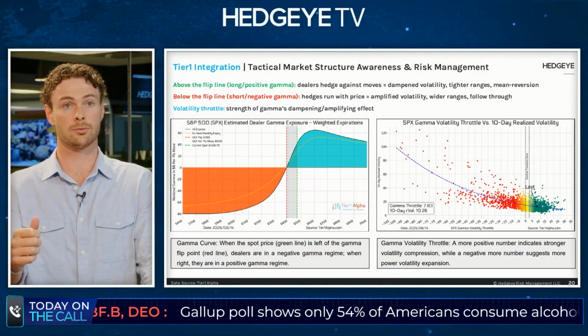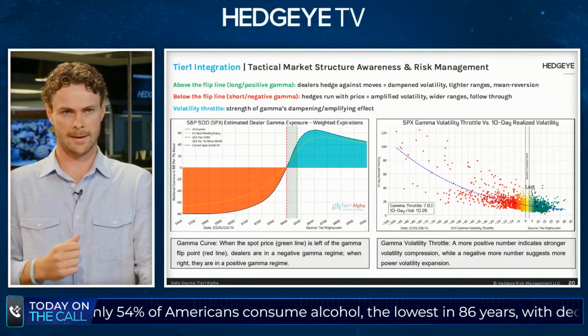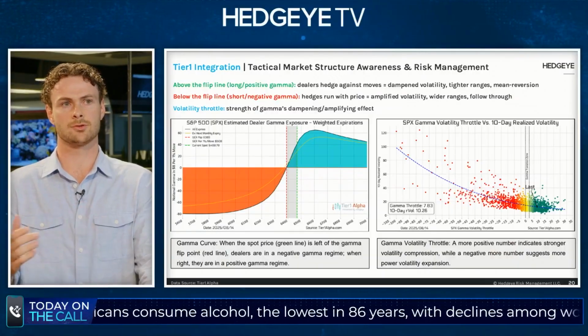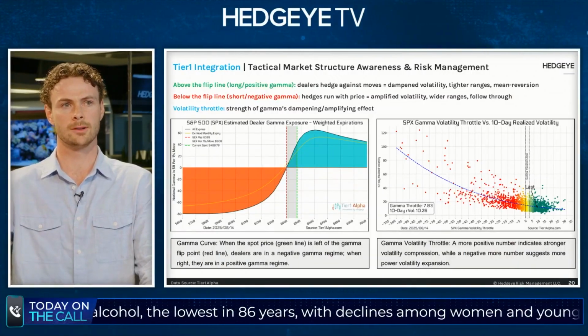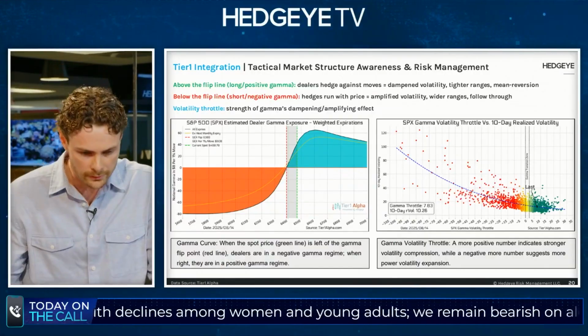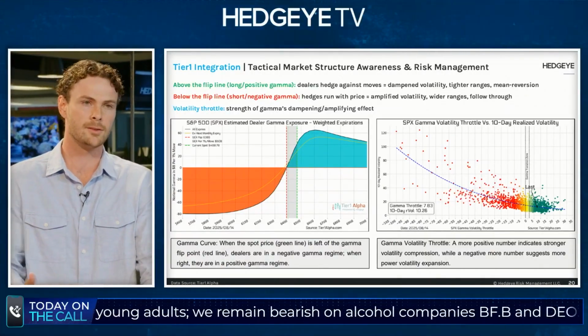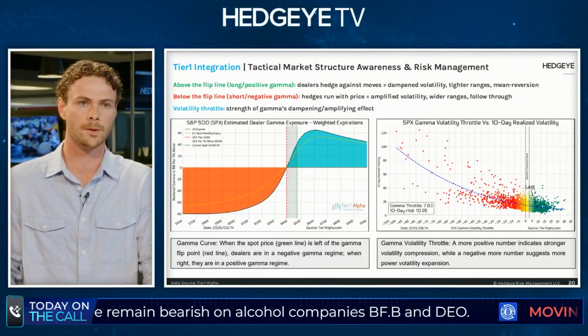And then the throttle, this is a relatively newer product from Tier1 Alpha, but it's how strongly dealers are taking action in that. So right now, let's see what it is today, 7.83. So that's relatively strong. Yesterday was like 11, so it's come down a little bit, but it's still pretty strong.